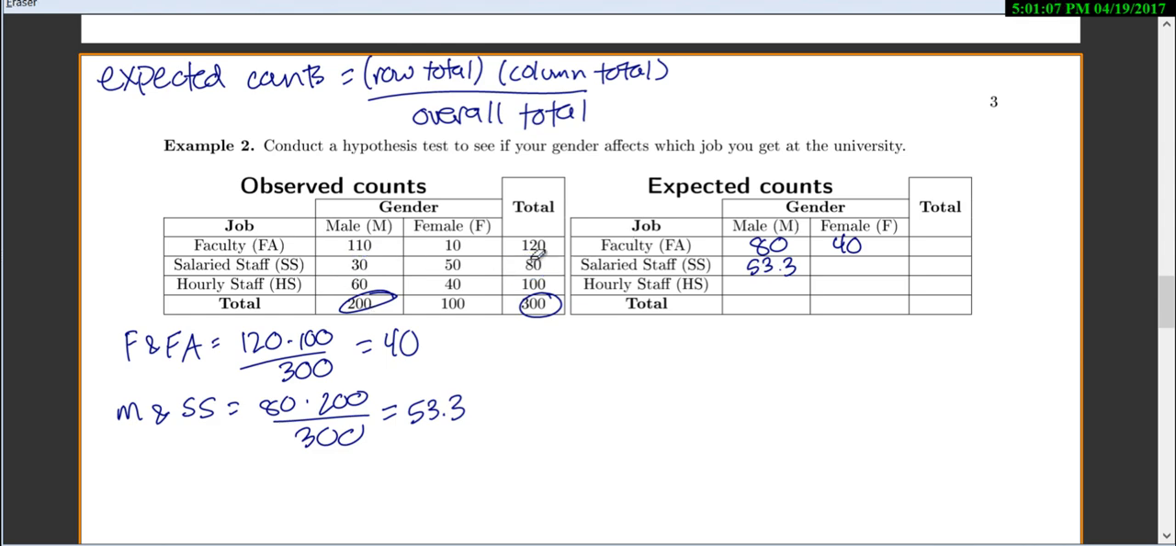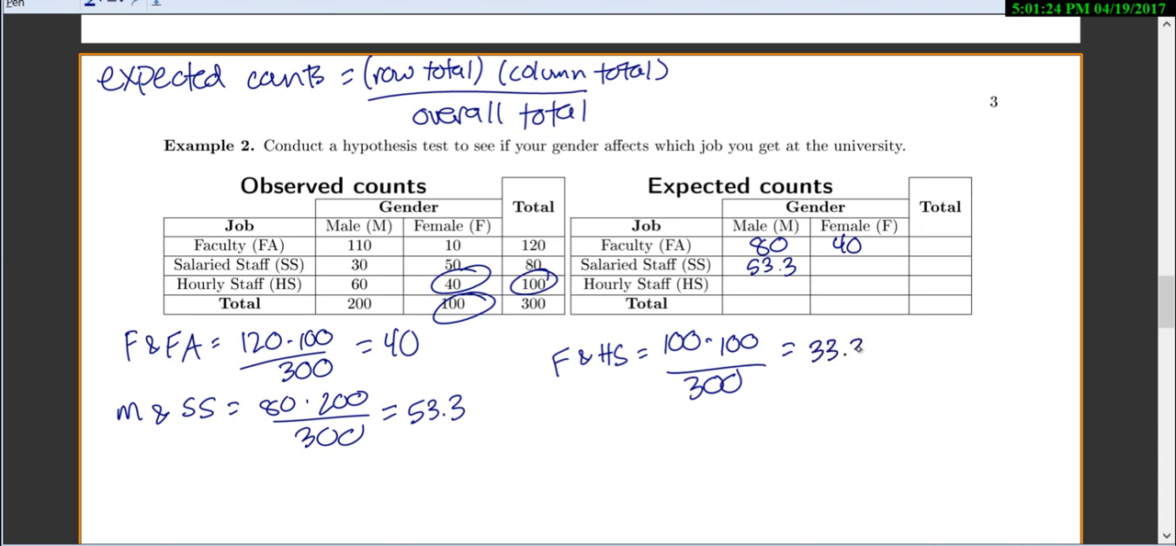Let's try this bottom one here for females and hourly staff. So 100 as the row total, times the column total, divided by 300, gives me 33.3. So continue doing that for every spot, and you're going to get 26.7 and 66.7.